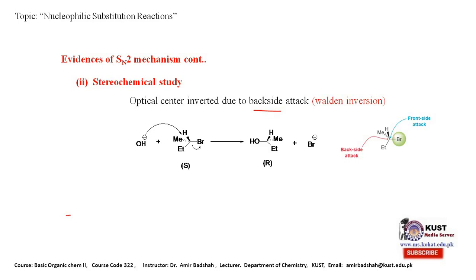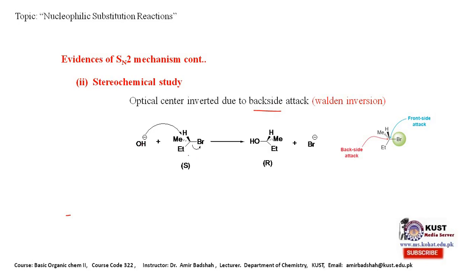Why not from the front side? Because the leaving group has blocked this face. So when the nucleophile attacks, it will attack from the back side compared to the side where the leaving group leaves. So if the attack takes place from the back side, inversion of configuration will take place. It means the configuration will change.